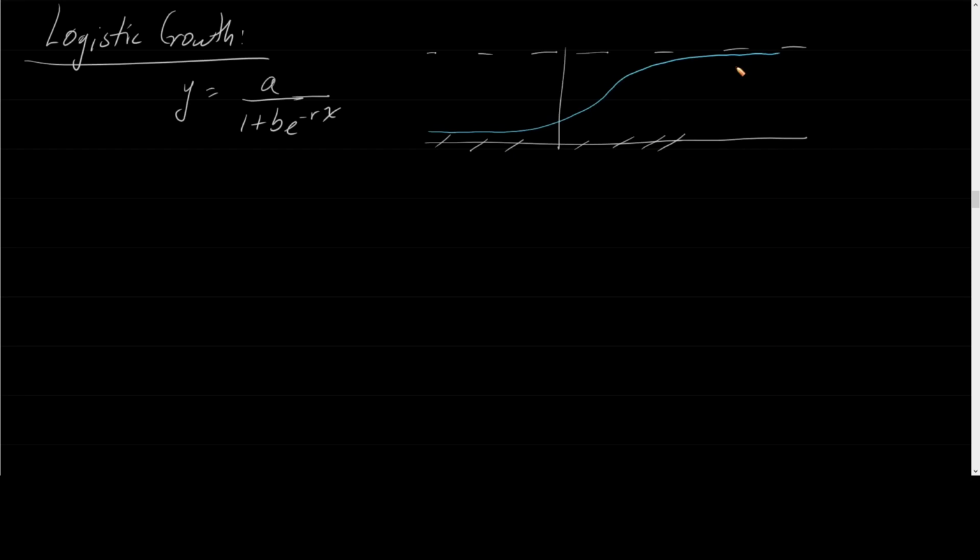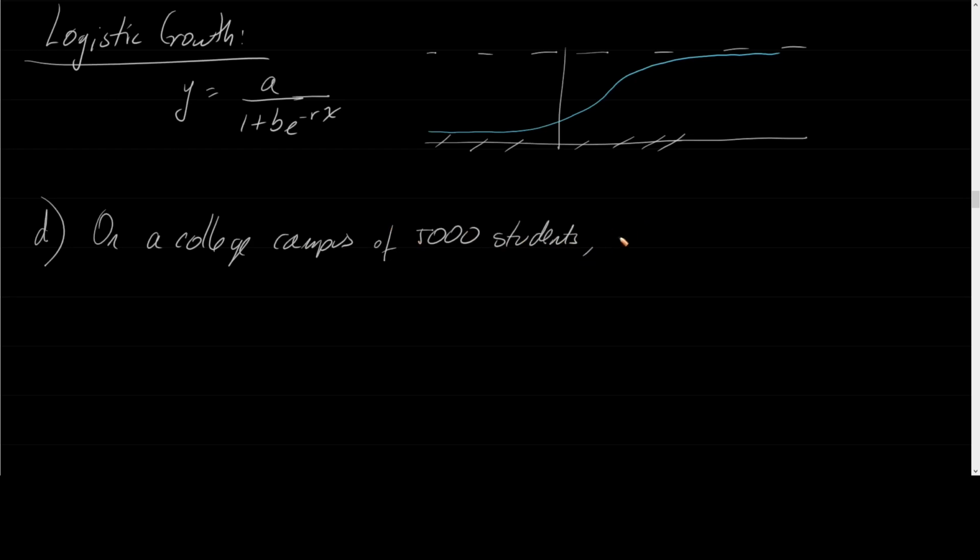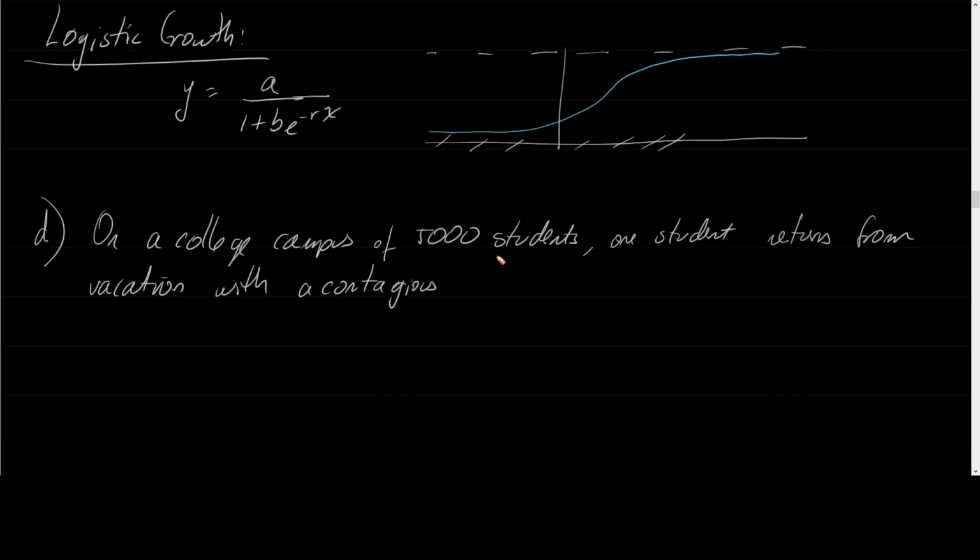All right. Now, let's do an example. I think we're in example D. On a college campus of 5,000 students, one student returns from vacation with a contagious, and that's how you spell contagious, long-lasting flu virus.